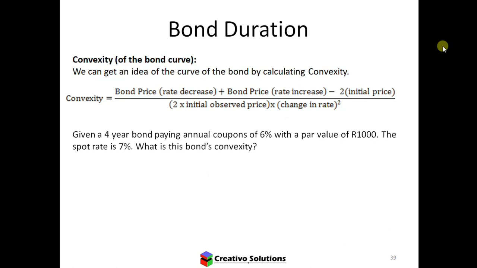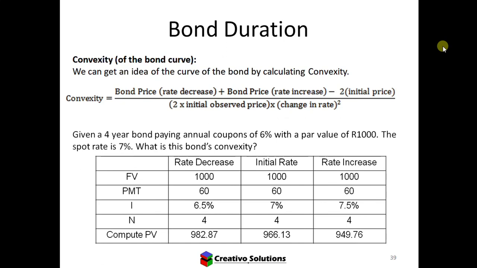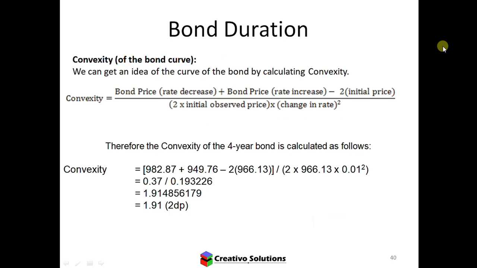4-year bonds paying a 6% coupon, all right, with a value of 1,000, and the spot rate is 7%, which is your yield to maturity. If I plug in all of those values, I'm going to get those answers as my present value. Once you've done that, take those amounts and insert into the convexity calculation in order to calculate the right amounts.